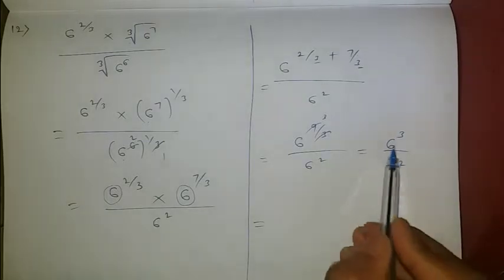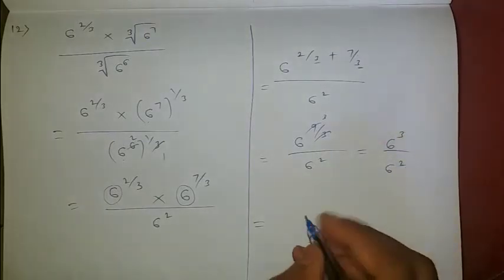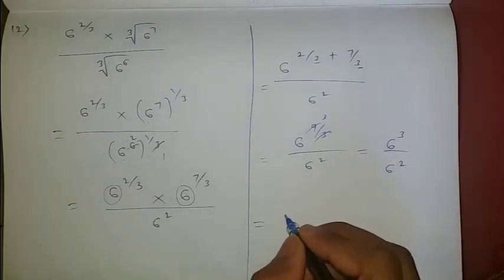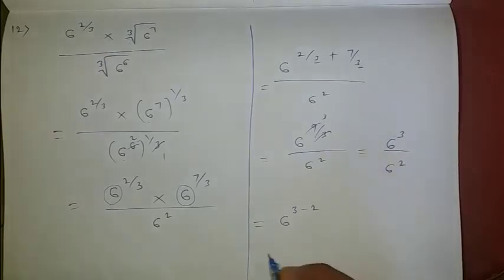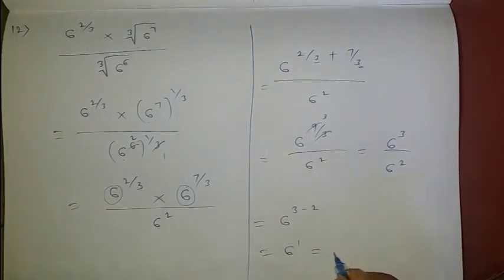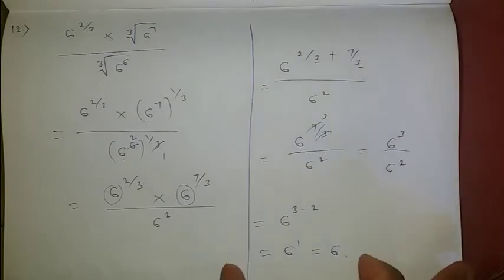Again this is in the form of a power m divided by a power n. So a power m by a power n is equal to a power m minus n. So 6 power 3 minus 2, nothing but 6 power 1, nothing but 6. Okay, let's move to the next question.